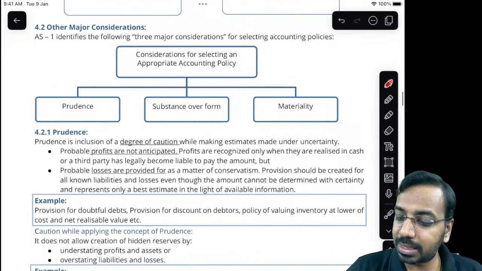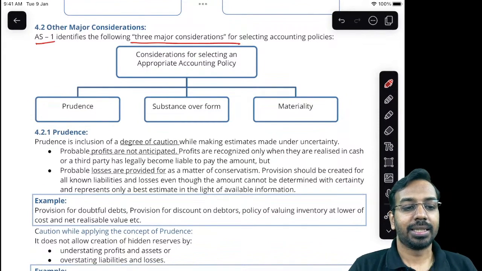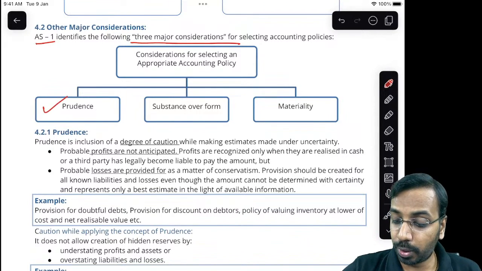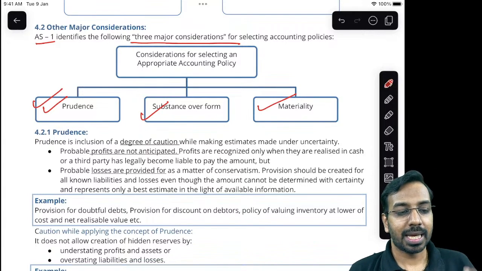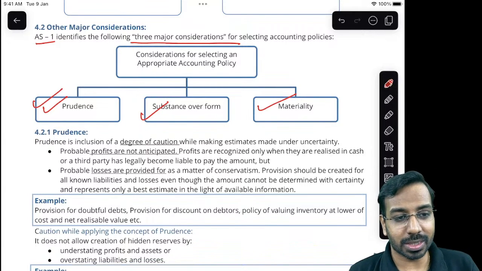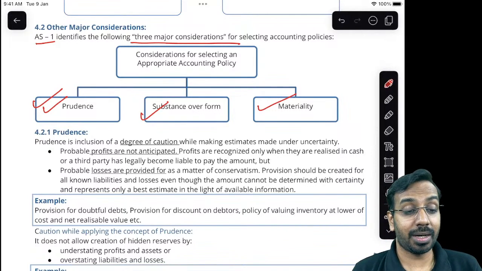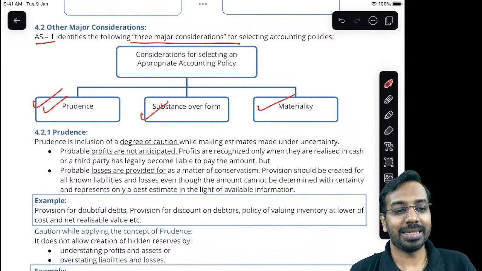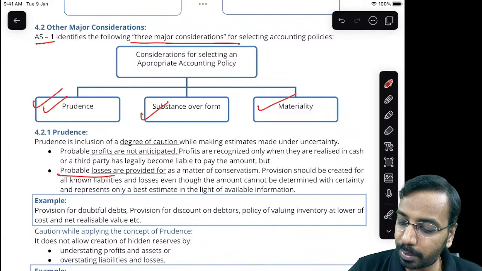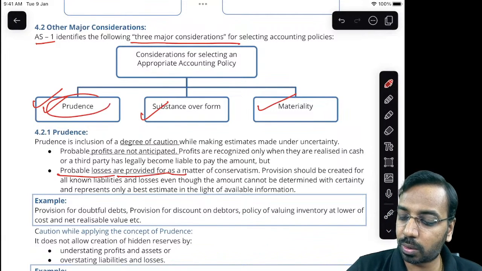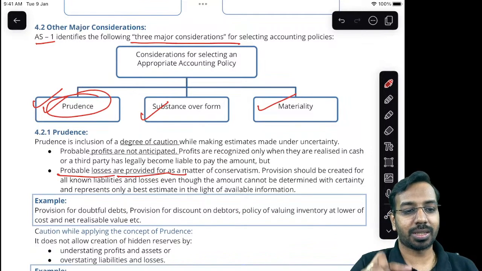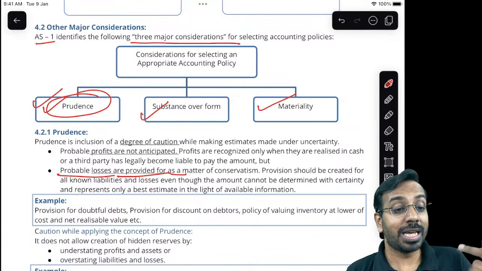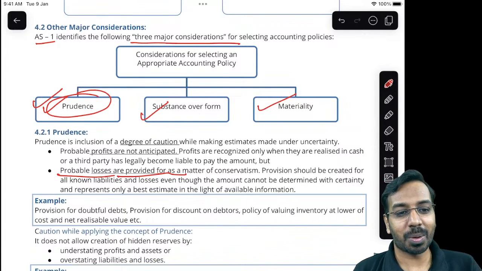Then there are three considerations that AS1 says that you have to consider while choosing an accounting policy: prudence, substance over form, materiality. Sir, what is prudence? Prudence means I will recognize all anticipated losses. I will not recognize any anticipated gain. So all probable losses are provided for. That is called the concept of prudence. That is why when you learn, for example, accounting standard on construction contracts and all of that, any foreseeable loss is accounted for. That is the concept of prudence.